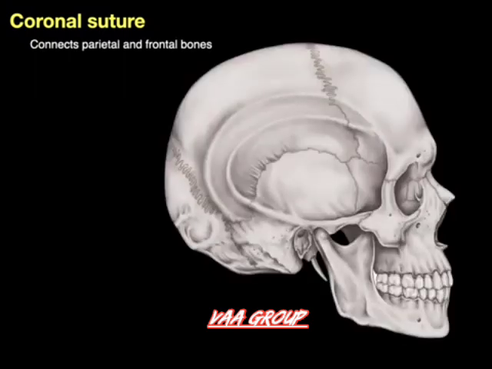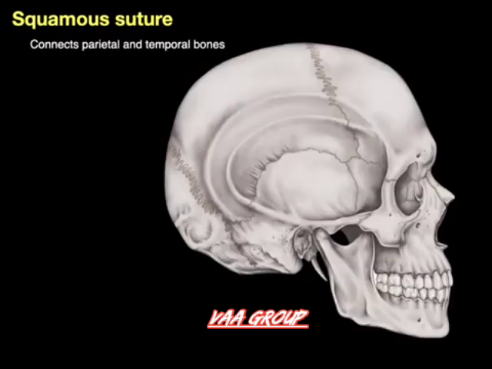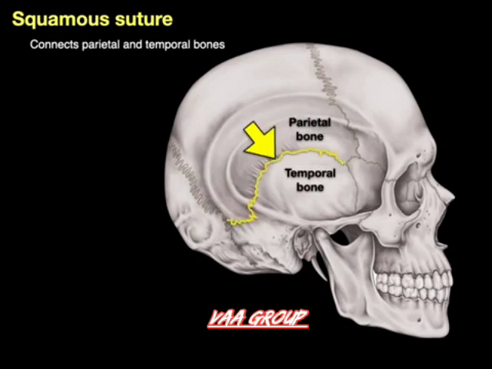The first suture we're going to cover is the coronal suture. It connects parietal and frontal bones. So here are the parietal and the frontal bones, and there is the coronal suture, and it courses in the coronal plane. The squamous suture connects parietal and temporal bones. So in this lateral view, there's the parietal and temporal bones, and there is the squamous or squamosal suture.